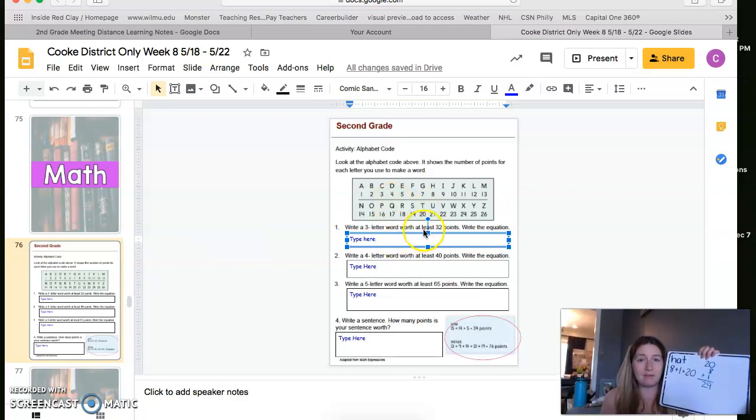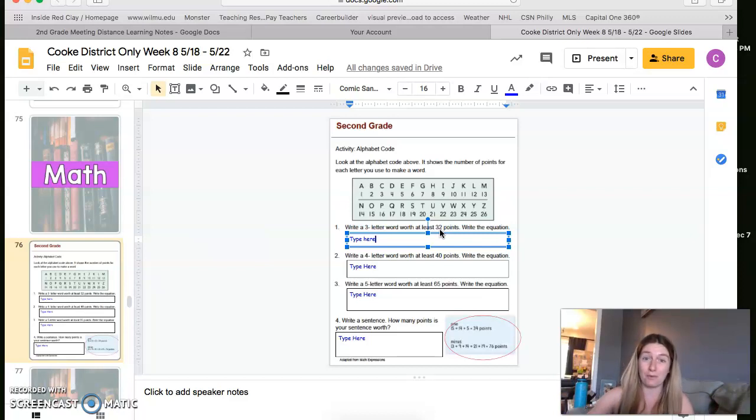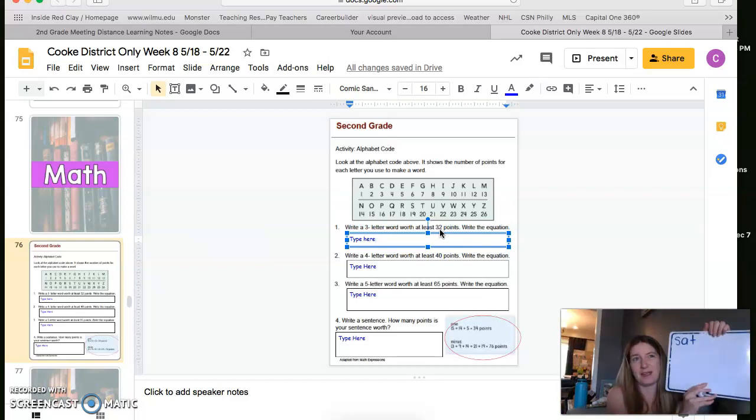But I remember my rule said at least 32 points. And 29 is below 32. It's smaller than 32. So this 3-letter word would not work. So I'm not going to write that as my answer because I need 32 or more points. So now I'm going to try sat. It rhymes with hat, that's why I thought about it. And I notice my letters are different.